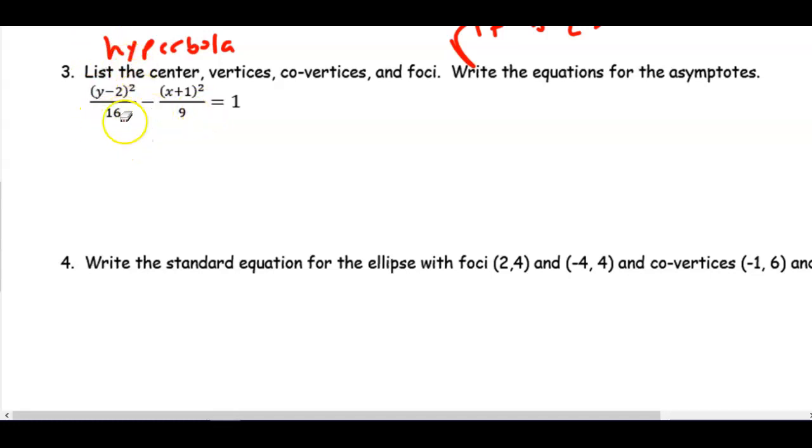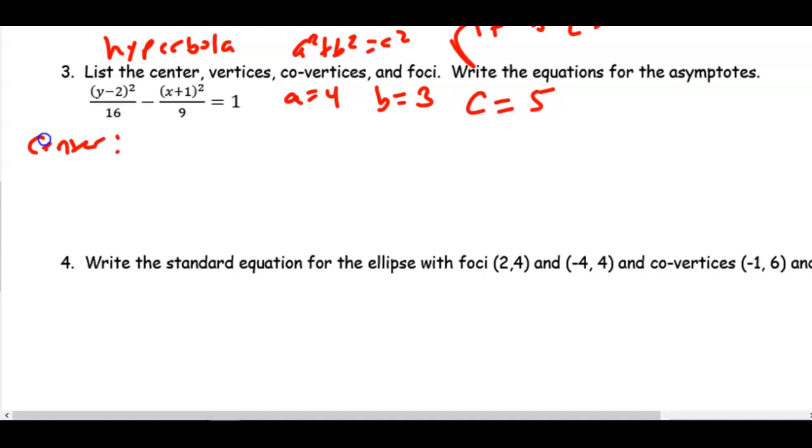All right, so anyway, a and b won't change. So let me do that real quick. a equals 4, b equals 3. And if I use the Pythagorean theorem, which is 16, a squared plus b squared, so plus 9, that's 25, square root of 25, c equals 5. I used the Pythagorean theorem, a squared plus b squared equals c squared, to find c. Anyway, the center, remember the center is h and k, so this is going to be negative 1, 2.